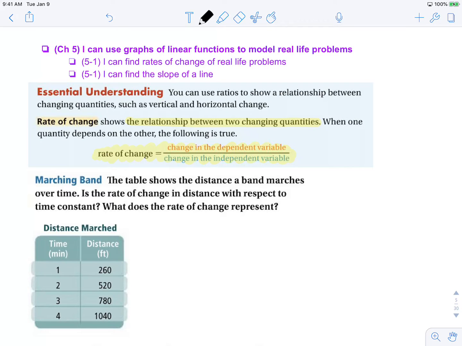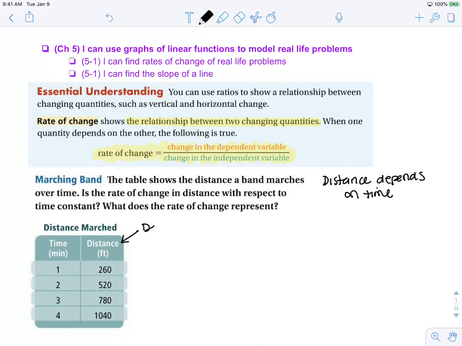So before we can determine the rate of change, we have to determine, do these quantities depend on one another? Well, we have time and distance of this band. Well, this makes sense that the distance the band marches depends on the time that they march. So therefore, distance is the dependent variable and time is independent.